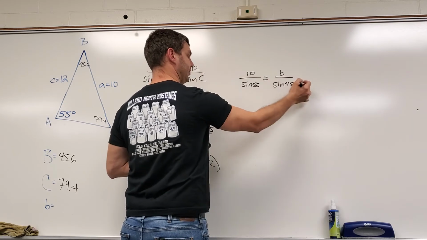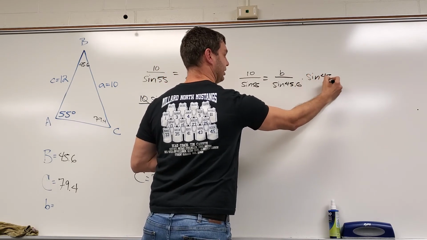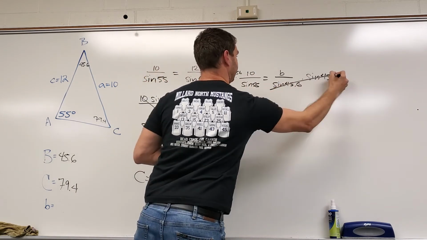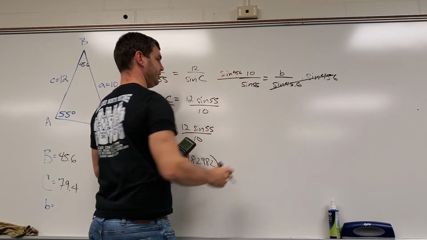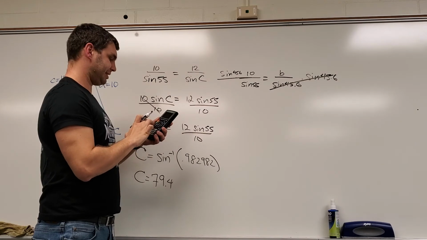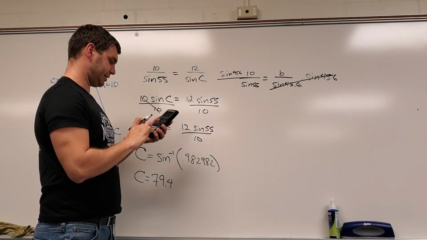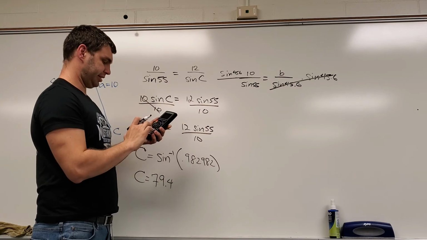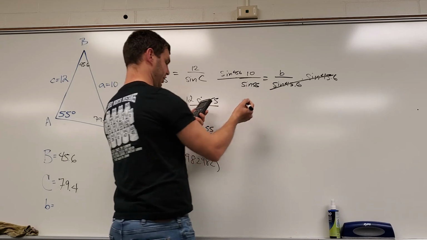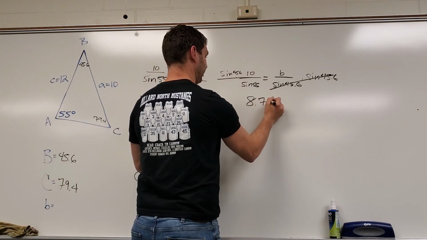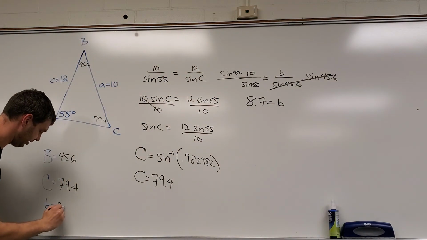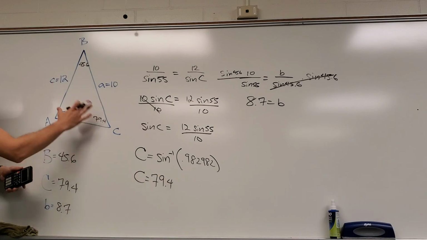To get B isolated, I'm just going to multiply both sides by sine of 45.6, and that cancels over here. On this side, this is all on top, so I'm moving my 10 to the front: 10 times sine of 45.6, all divided by sine of 55, and that gives me 8.7 if I round. Of course, that equals B, so 8.7, and I have all the missing parts solved for.